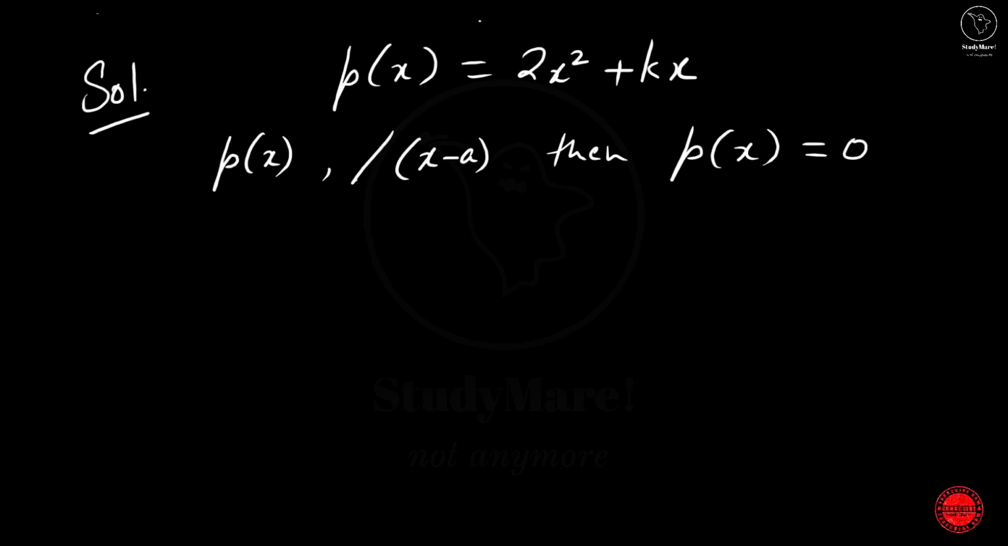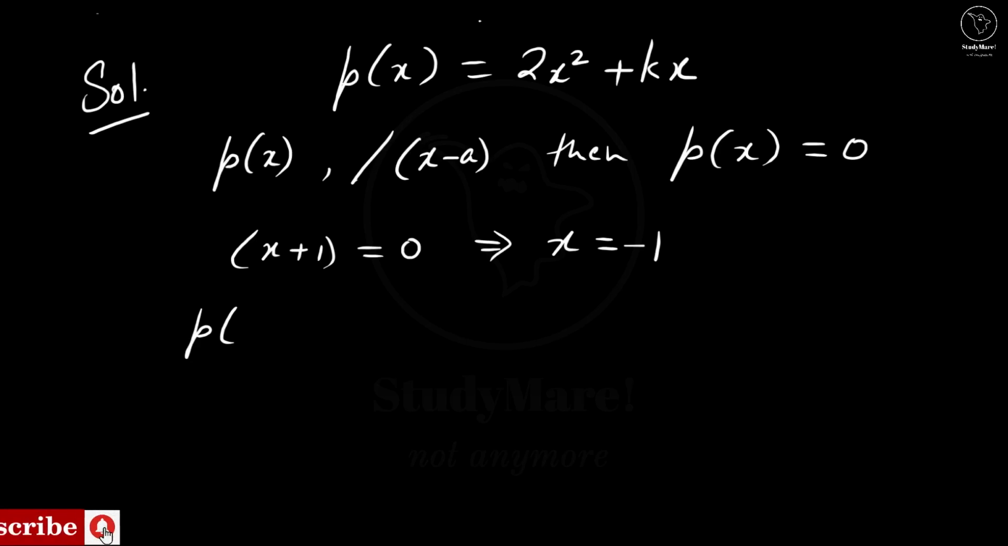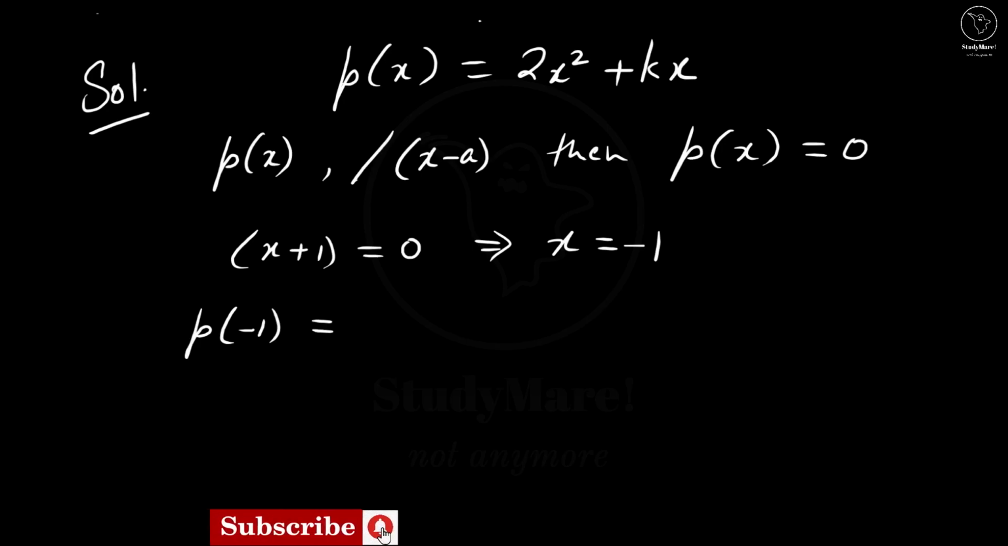So using this theorem, x plus 1 is the factor. That means x plus 1 should be equal to 0, which means x is equal to minus 1. And the theorem says that in this question, if we consider x plus 1 as a factor of the given polynomial p(x), which is 2x² plus kx, then p of minus 1 must be equal to 0. What is p of minus 1?